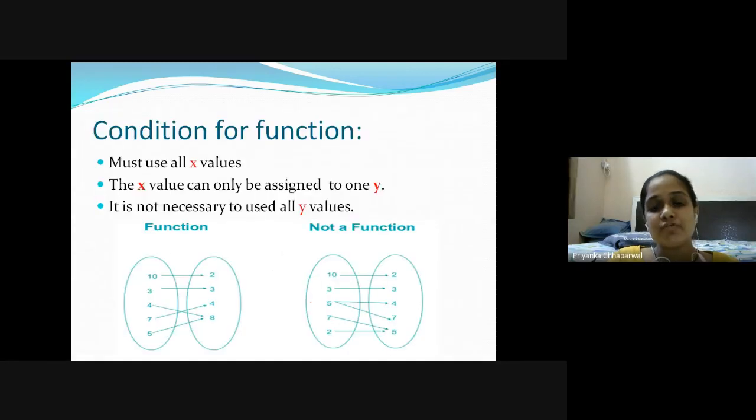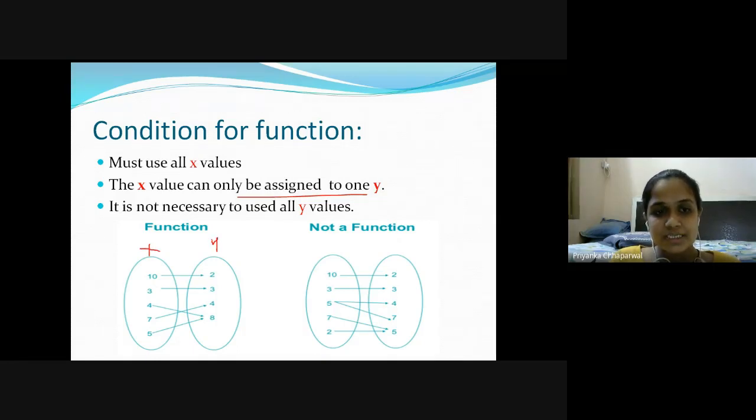Now, the conditions for a function: what are the conditions, so that we can say this is a function? First, we must use all x values, and an x value can only be assigned to one y. And the third condition is that it is not necessary to use all y values. This is your x, and this is your y.